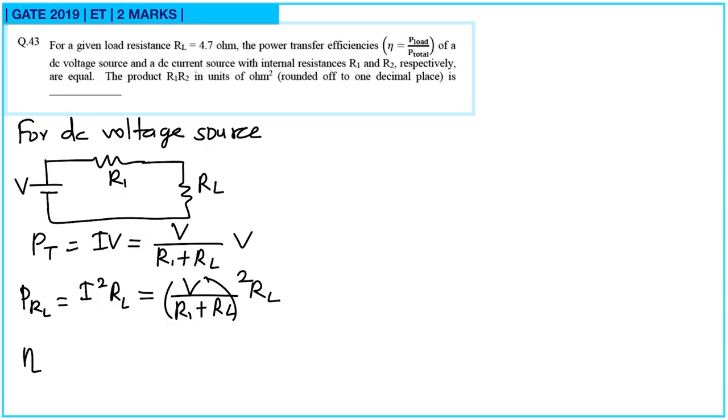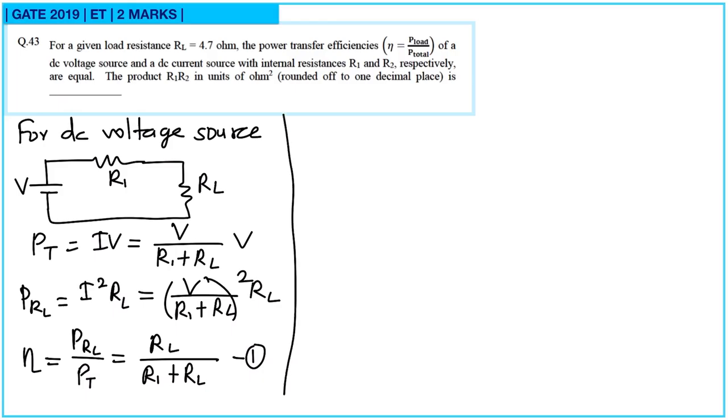Now eta as it is defined, this is equal to power across the load resistance upon total power. So let's take the ratio of these two terms. So PRL upon PT, so this term will cancel out and this will be simply RL upon R1 plus RL. That will be eta for the voltage source. We have to do the same calculations for the current source. Now for the current source, this internal resistance will be in parallel combination.